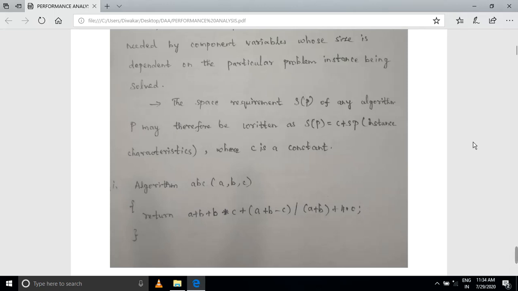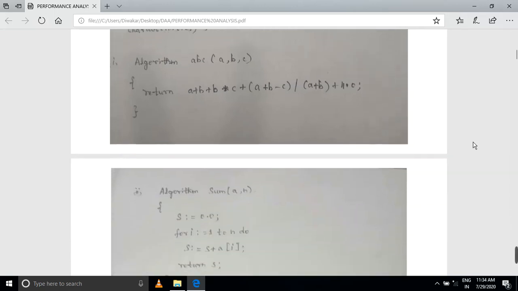So this is the first algorithm for a particular space. If you give values for a, b, c, you have to substitute those values. Next, the second algorithm, the sum algorithm. In that, we declare Sum(a, n): s equals 0.0, for i equals 1 to n do, s equals s plus a[i], return s.